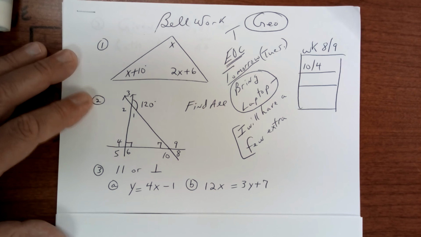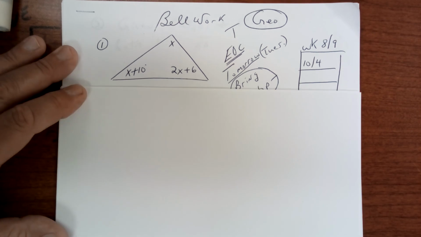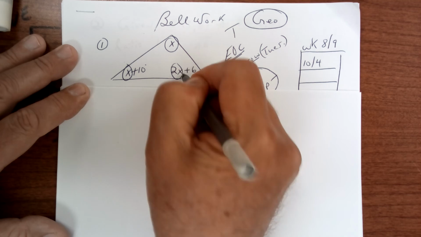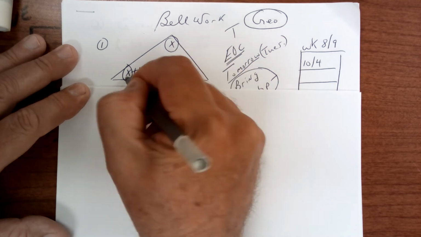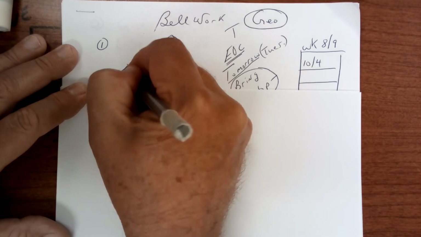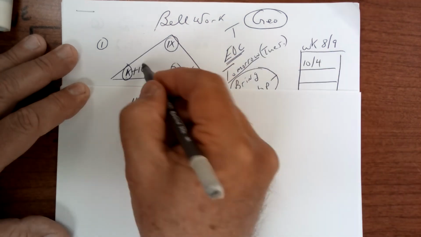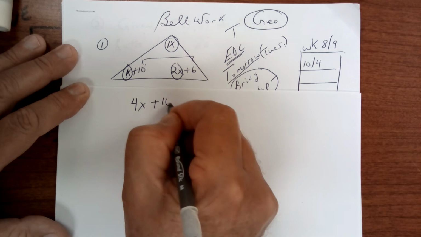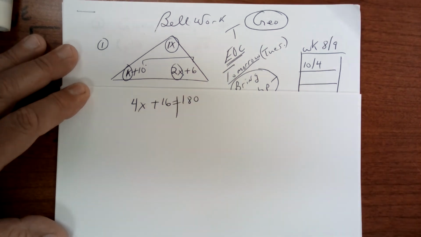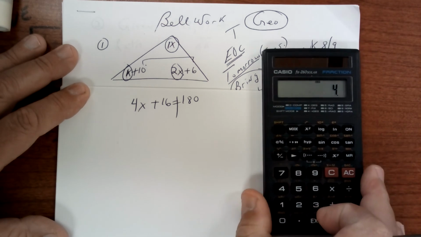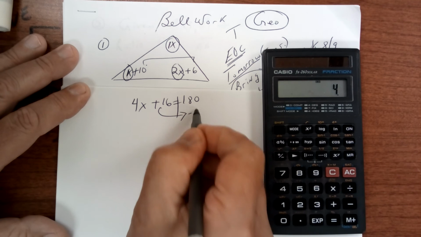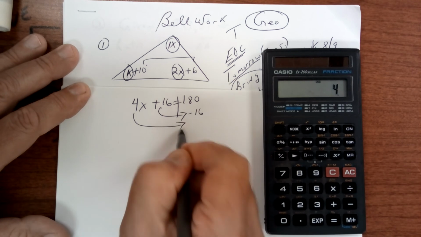Okay, let's take a look here. Every triangle is 180, so you're going to add up all your x's. 2, 3, 4 x's. You can put a 1 here if you want. And then 10 and 6 make 16 equals 180 degrees. You're going to get your calculator out, and you're going to do two things here. You're going to first subtract 16 and then divide by 4. And when you do, you get your answer.